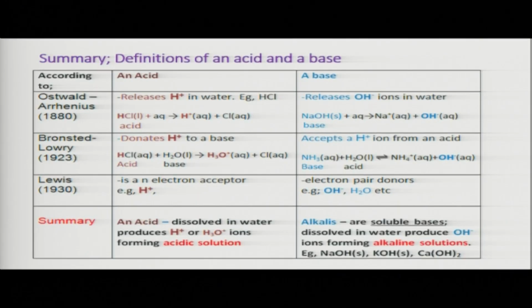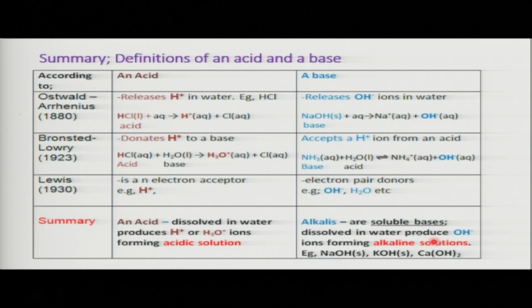Summary. Let's summarize the lesson. Definitions, that is the crucial part. Depending on who is defining, Arrhenius says an acid simply releases hydrogen ions, a base simply releases OH ions. Bronsted says you must donate hydrogen ions to a base, and the base must accept the hydrogen ion for it to be a base. Lewis comes and says an acid is simply an electron acceptor. Hydrogen ion accepts electrons. Or a base is an electron donor. Water donates a pair of electrons.